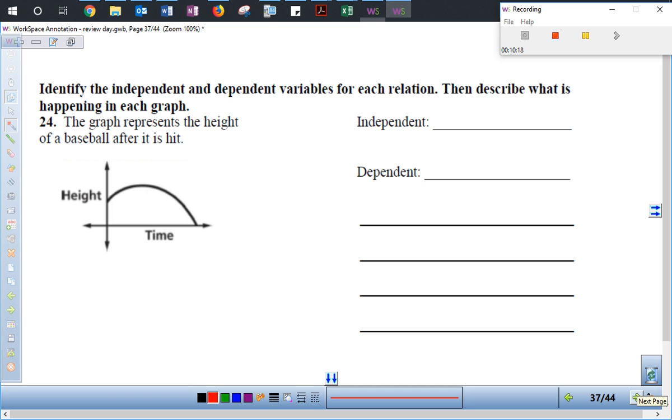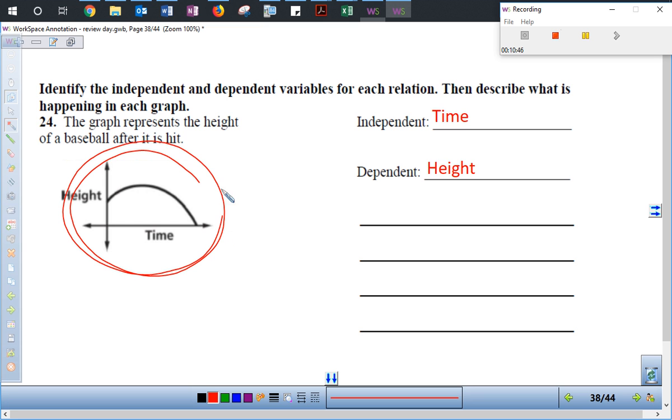Next, on number 24, identify the independent and dependent variables for each relation, then describe what's happening in each graph. So on 24, it says the graph represents the height of a baseball after it is hit. The independent variable and dependent variable. Please pause the video and identify both of those. Alright, hopefully the independent variable you got time and the dependent you got height. Now what we need to do is describe what's going on in the graph, and remember I need you to tell me exactly what's going on as if you were there. Please don't use mathematical terms. I want you to tell me what the graph is describing. So pause the video and give it your shot.